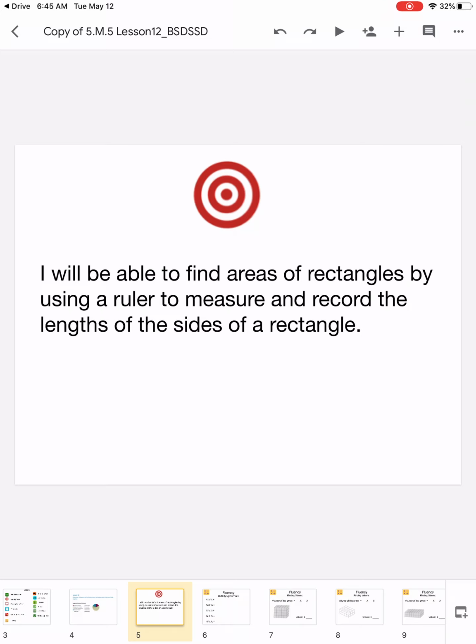So again, it's in your math packet that we sent you. There were about 4 to 5 templates stapled to one another, and it's on the last page. You're also going to need your problem set today. We're going to be working in the problem set for lesson 12. So, again, your target for today is I will be able to find the areas of rectangles by using a ruler to measure and record the lengths of the sides of a rectangle.